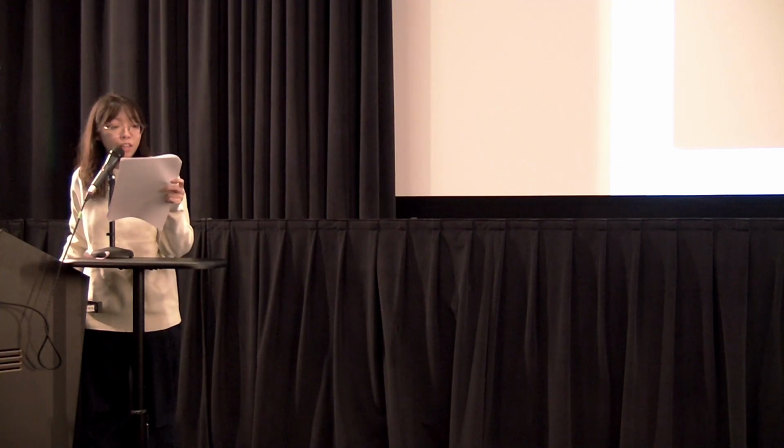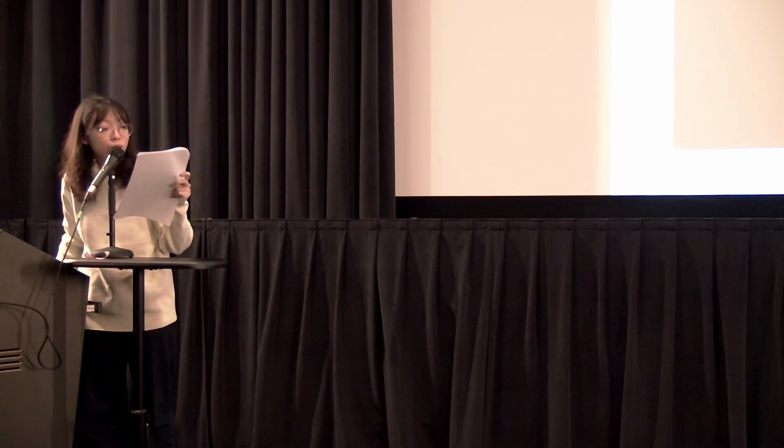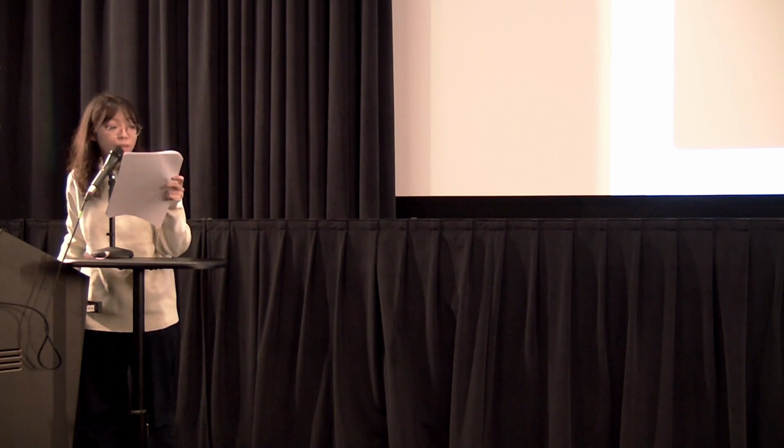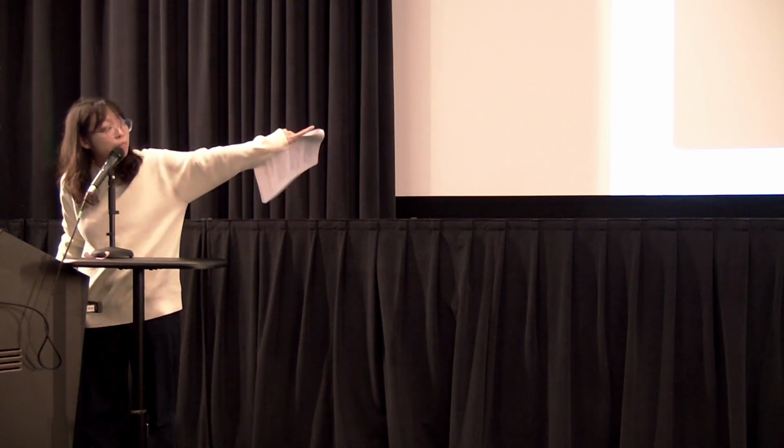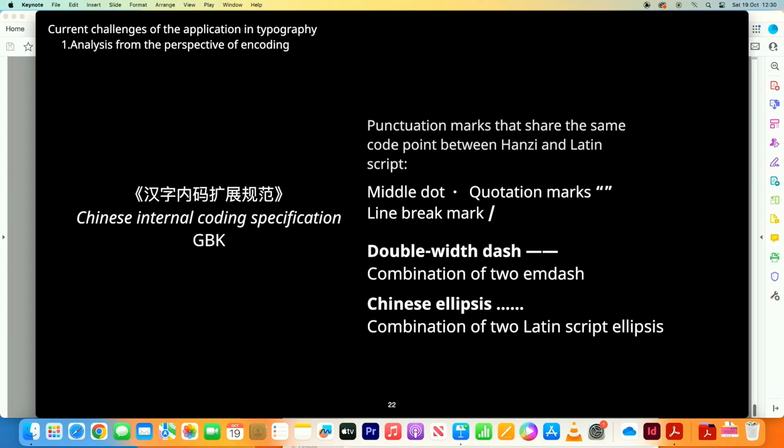According to GBK, the code point of middle dot and quotation marks are the same in Hanzi and Latin script. The double-width dash is two M dashes combined together, and the Chinese ellipsis is two Latin ellipses combined together. But the forms in the two scripts are actually so different, and it will cause a lot of problems. For example, the double-width dash I showed on the screen and the Chinese ellipsis are all in the wrong form or wrong position.